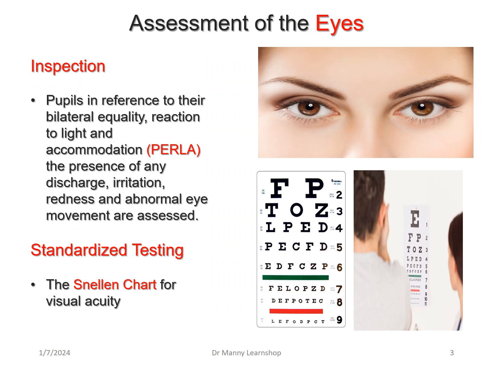When we assess the eyes, we're using inspection primarily. The pupils, in reference to their bilateral equality, reaction to light and accommodation, using the acronym PERLA, pupils equal reacting to light with accommodation. The presence of any discharge, irritation, redness, abnormal eye movement are also assessed. And standardized testing, distance testing, could be used as visual acuity using the Snellen chart.